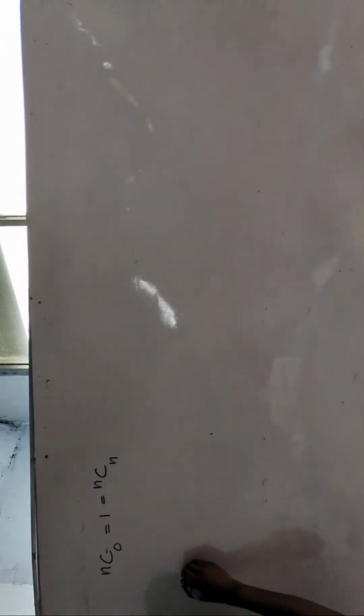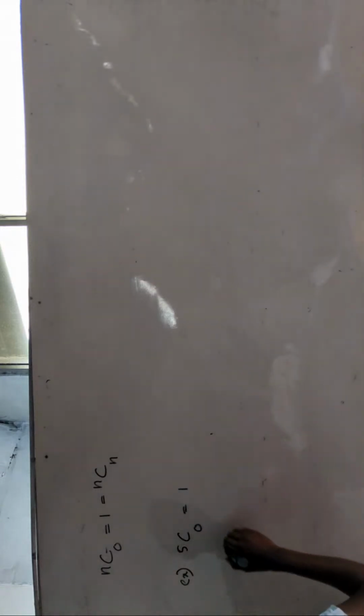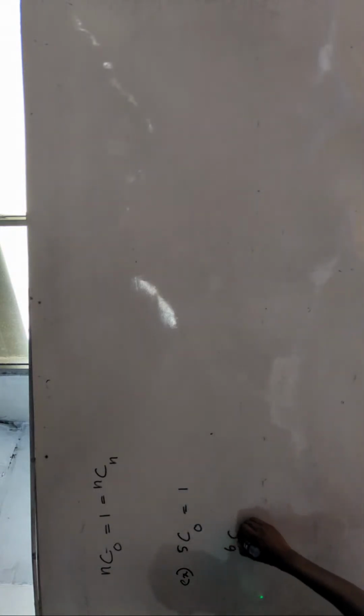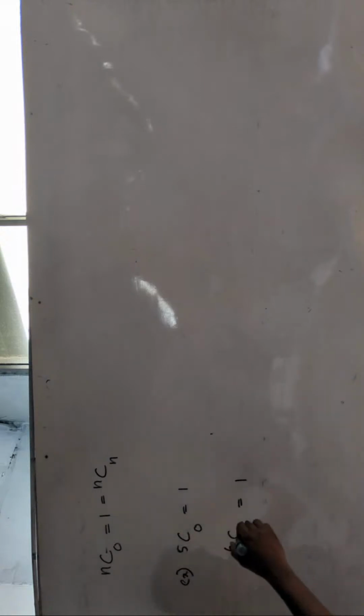Right. Now tell me. If you see something like 5C0, you don't have to think about this one. What is the answer? 5C0? Just one. Okay, fine. Next one, 6C6. What is the answer? Just one. So keep in mind this. Very easy. 5C0 is 1, 6C6 again equal to 1. Okay, write down these two examples.